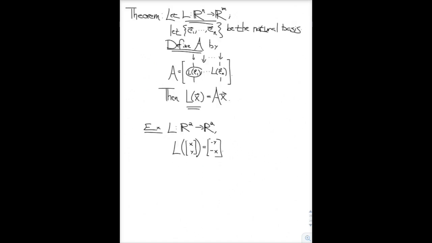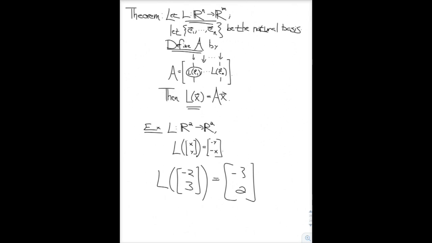Consider the linear map L from R2 to R2 given as follows. L of (x, y) is equal to (-y, -x). So, for example, L of the vector (-2, 3) is (-3, 2). Okay, and you could stick some other vectors in there to see what happens.